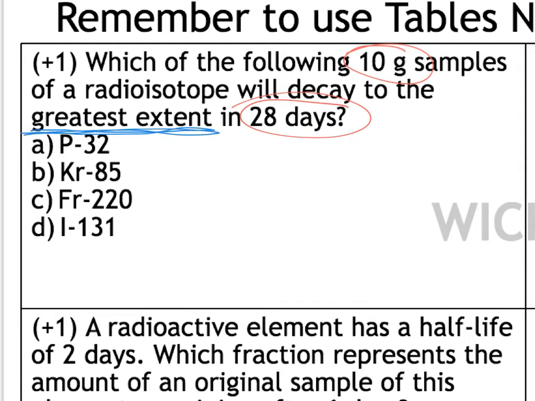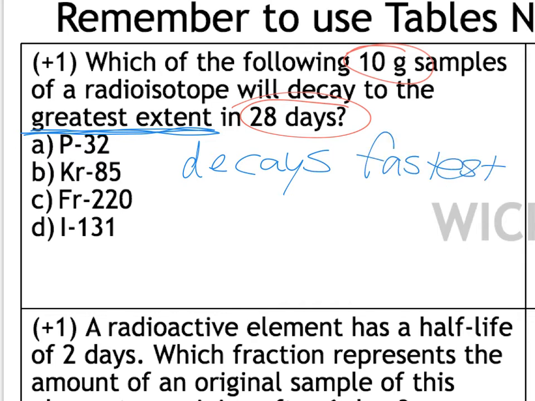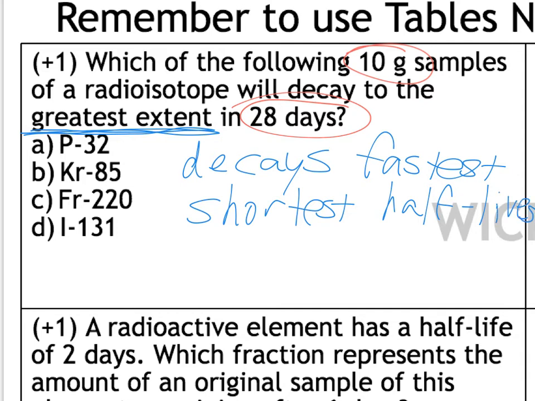So, which one would decay to the greatest extent? That's going to be the one that decays the fastest, right? So the one that decays the fastest would be marked by the shortest half-life. Because if you have a short half-life, that means that it doesn't take very long for you to decay. So what I would suggest is pausing the video here, getting out table N, and looking to see which one of these isotopes has the shortest half-life.